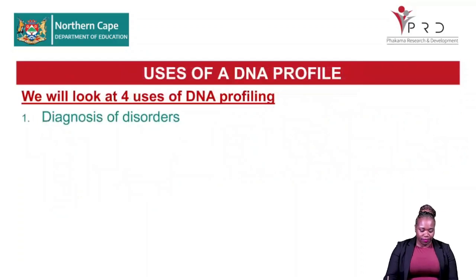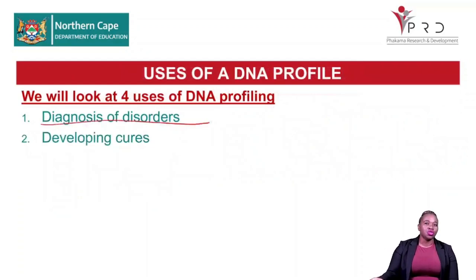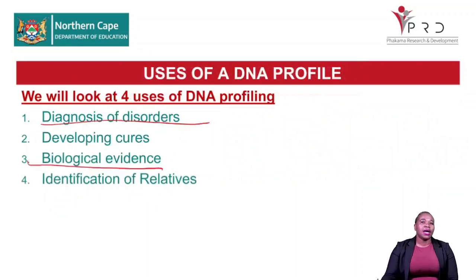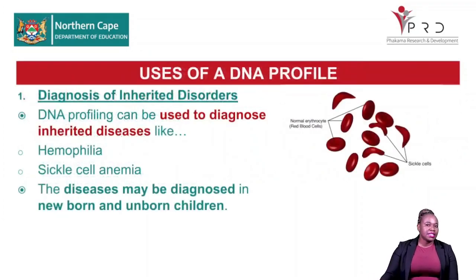Right. Now let's have a look at the uses. We have the diagnosis of disorders. This can be used to diagnose disorders, and the development of cures. So once you have diagnosed a disorder, you can use that information to also develop cures for the disorders. Biological evidence, mostly here we're looking at criminal cases. And then lastly, identification of relatives. It can be relatives, it can be paternity testing, it can be deceased individuals.